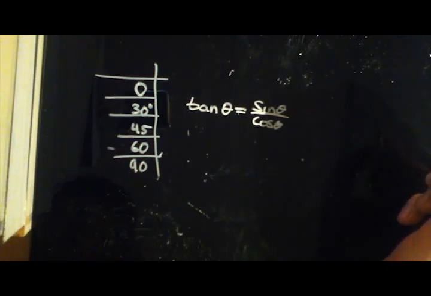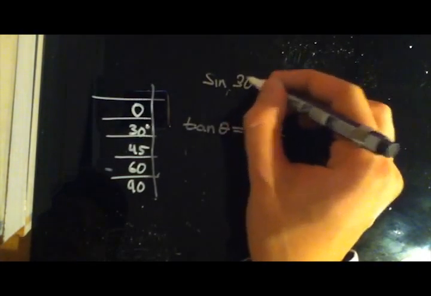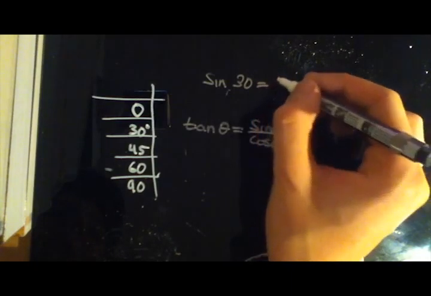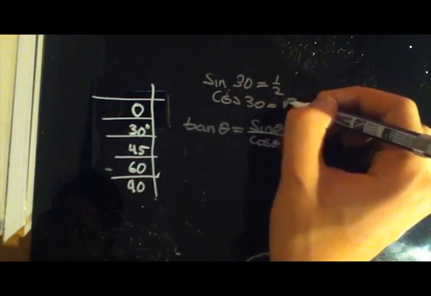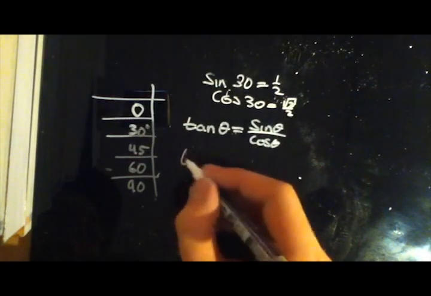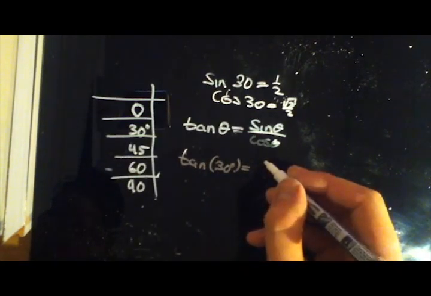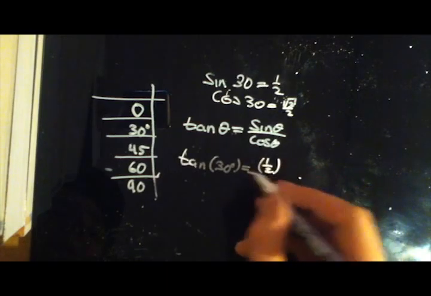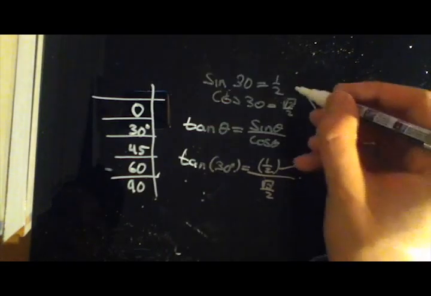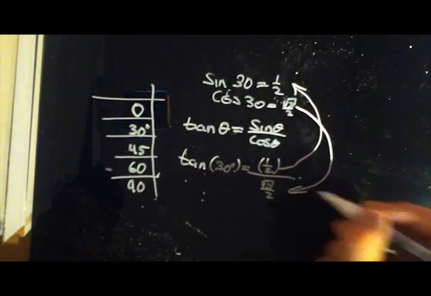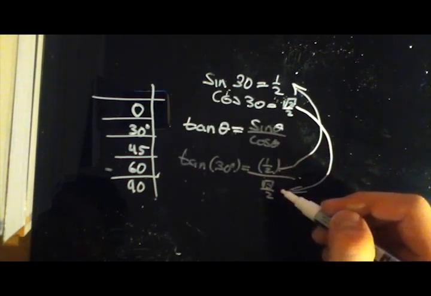Tangent of 30 degrees. Well, we know that sine of 30, or sine of pi over 6, is 1/2, and cosine of 30 is equal to square root of 3 over 2. So basically, tangent of 30 degrees is equal to 1/2, that's the sine, and then square root of 3 over 2. The half comes from here. This goes in here. So this is the same thing as sine divided by cosine.